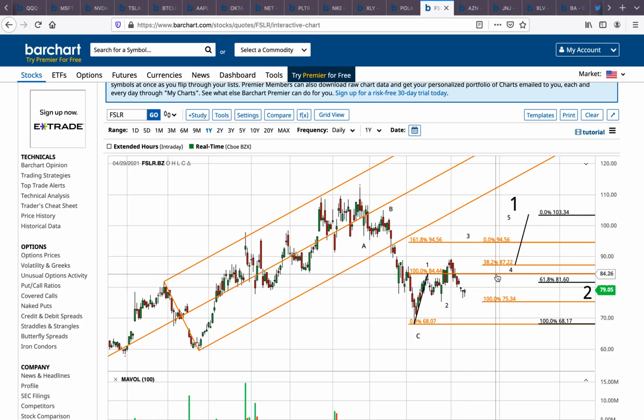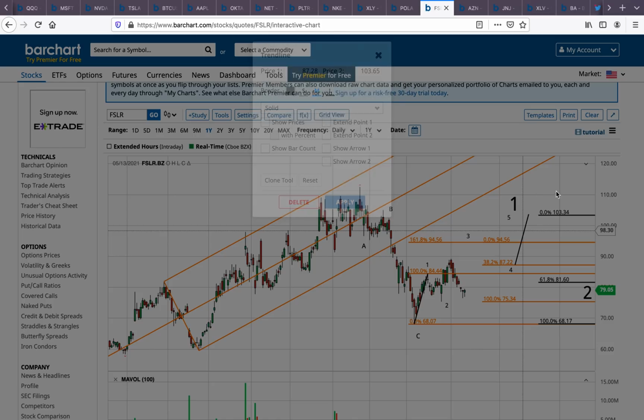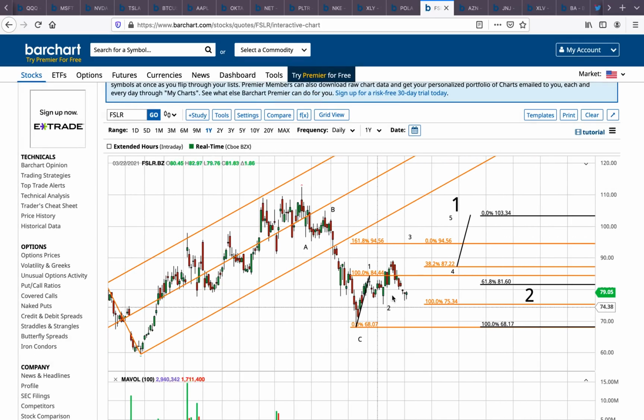And honestly, I think in the next 6 weeks, the next 8 weeks, we're going to see First Solar in the 90s before a shallow wave 4 correction to 87. And then the fifth wave, the textbook fifth wave, would take FSLR to 103. And then we'd be looking for that to complete a larger degree wave 1 from this low. We'd be looking to buy a wave 2 dip to the 61.8% retracement of 81. And then First Solar is going to explode with the rest of the solar energy sector.